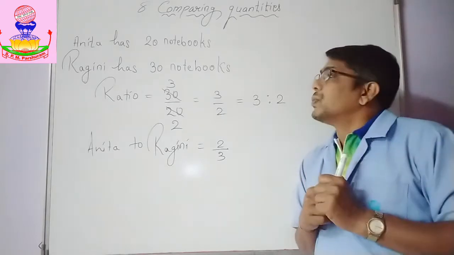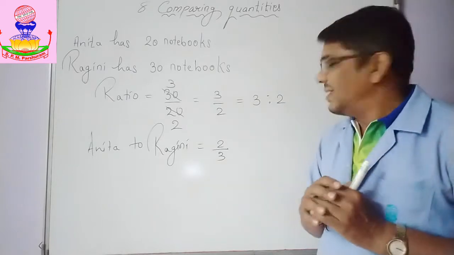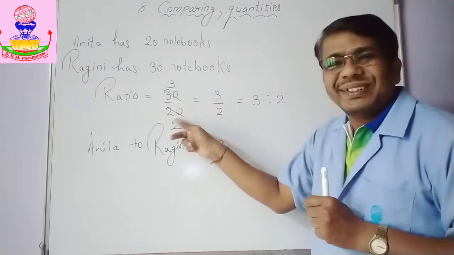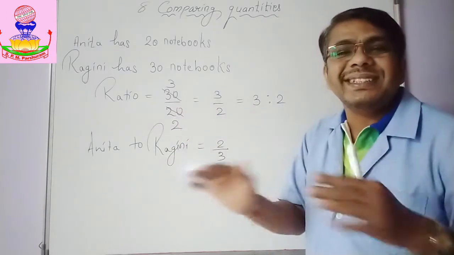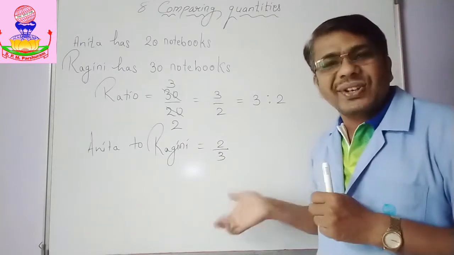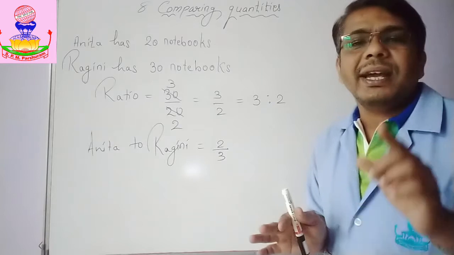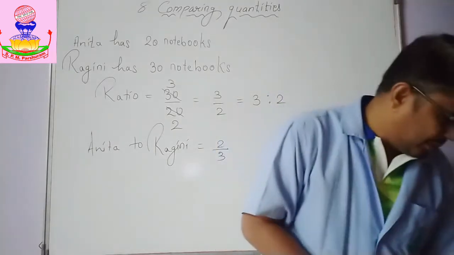Do you understand? Okay, so one more thing. 30 notebooks, 20 notebooks. Notebooks will get cancelled. So does ratio have any unit? No. Ratio does not have any unit. Okay, let us take some more examples.